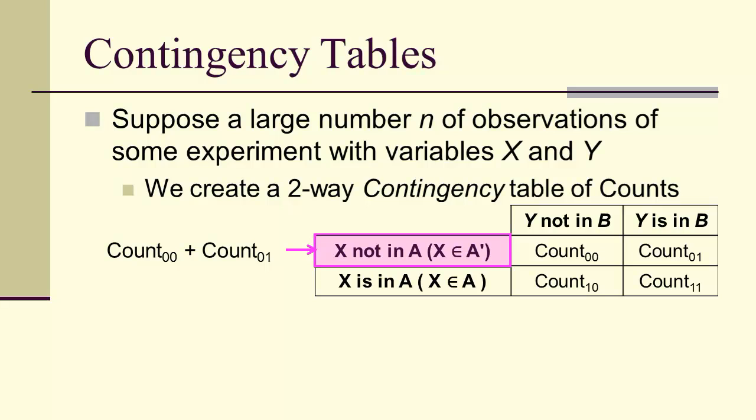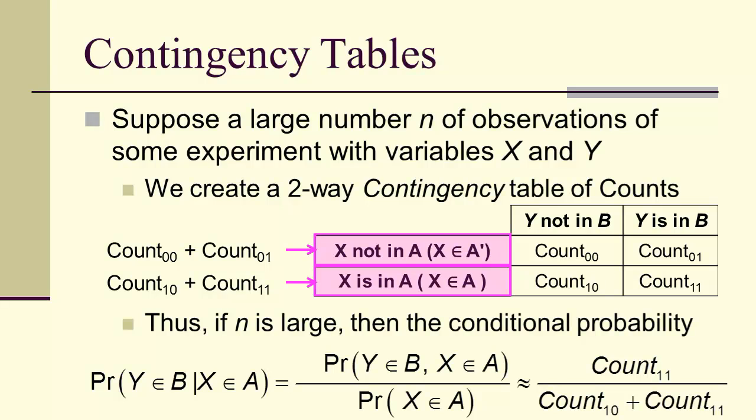And so therefore the totality of x not being in A, or x being in A prime, is count 0,0 plus count 0,1. And likewise, in a couple more slides, we'll look at the count 1,0 plus count 1,1 for x being in A. So if n is very large, then the conditional probability that y is in B given that x is in A, that's the probability of the simultaneous y in B, x in A, over the probability that x is in A, and that's approximately the count 1,1 over count 1,0 plus count 1,1.